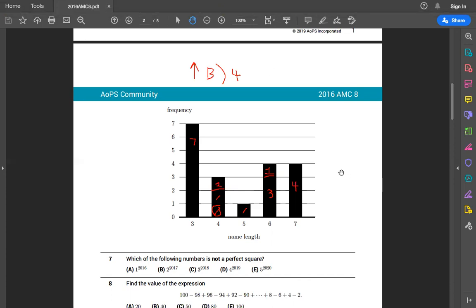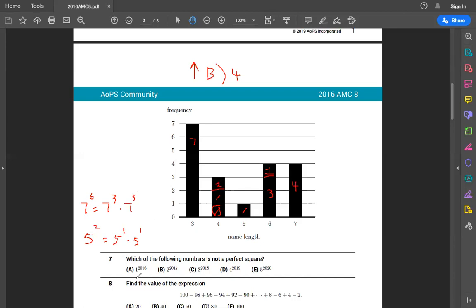Alright, next question. We're asked, which of the following numbers is not a perfect square? So you'll recall that perfect squares are numbers where there's some other number that when multiplied by itself equals the original number. So this can happen when the exponent of a number is even. So for example, 5 squared. Because the exponent is even, we can split it in half and do 5 to the first power times 5 to the first power. Similarly, for 7 to the 6th, we could do 7 cubed times 7 cubed.